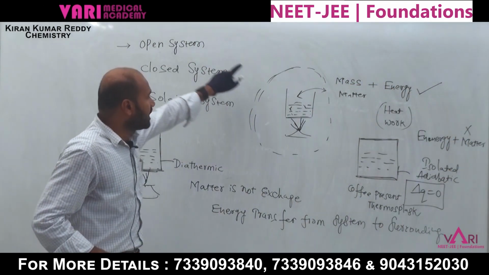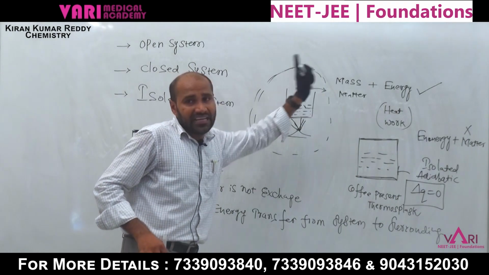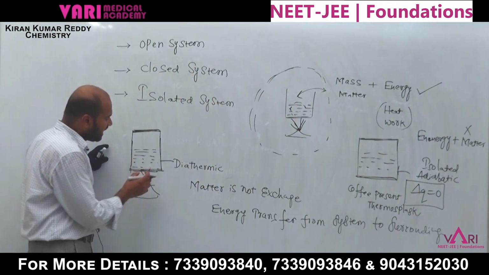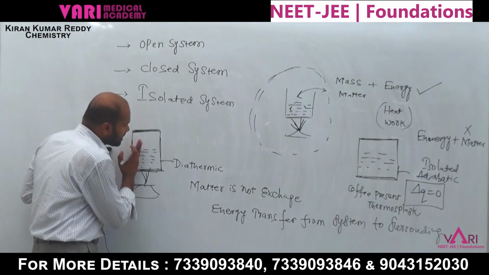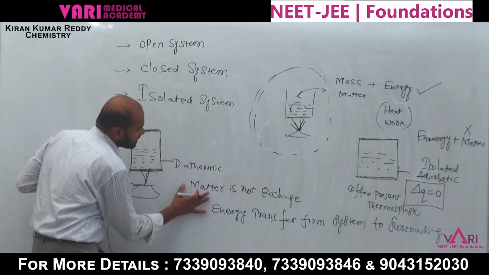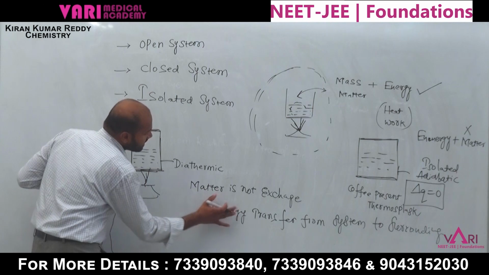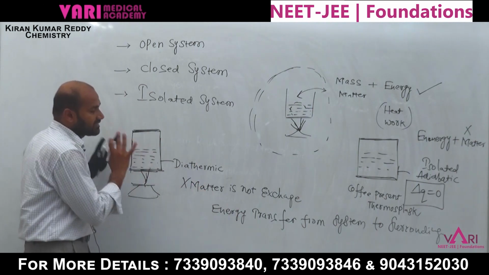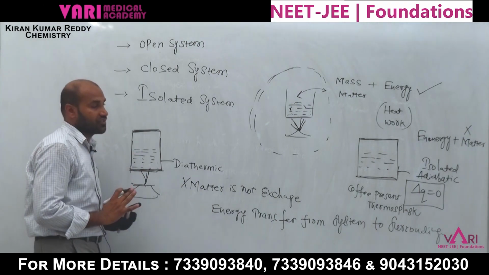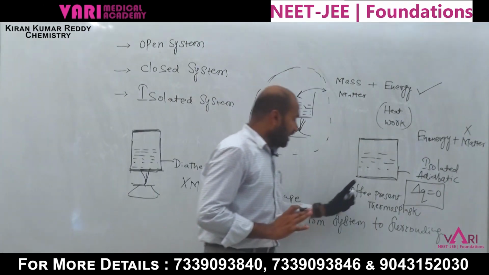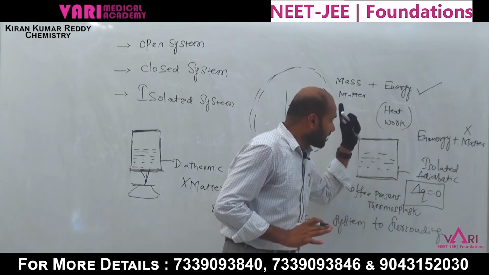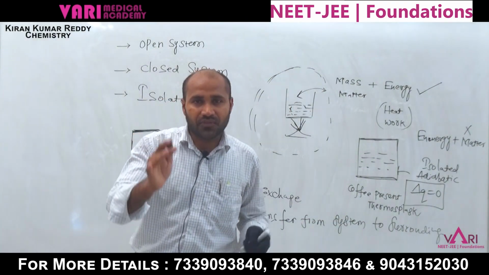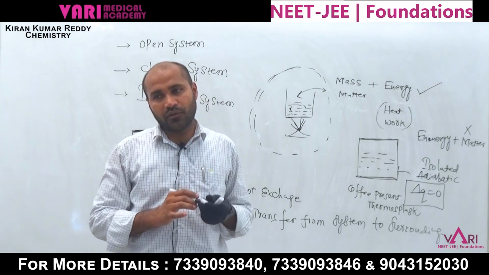In an open system, both matter and energy can be transferred. But in a closed system, only energy is transferred from the system to the surrounding; matter is not transferred. That is called a closed system. In an isolated system, neither energy nor matter is transferred from the system to the surrounding.